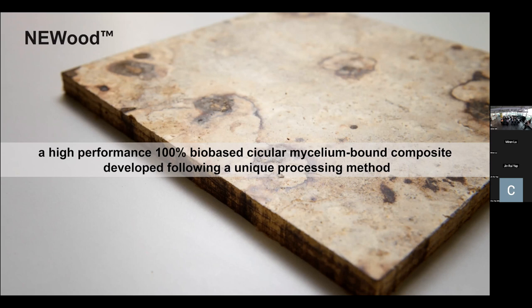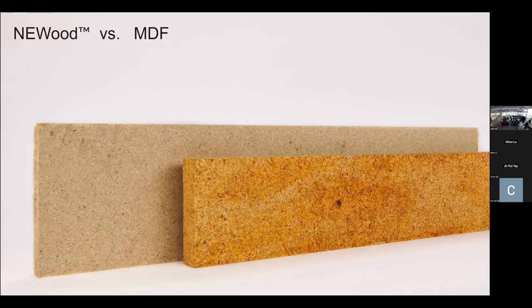So basically, Neowood is a high performance, 100% circular material, because we have used waste from furniture production, in this case from hemp, and then we grew it together with mycelium and, with heat and pressure, turned it into a composite which looks like wood and acts like wood as well. This is a picture of a particle board together with our Neowood, so we can see that they look similar, and they also feel similar if you touch them. Unfortunately, I don't have a sample of the leaves.